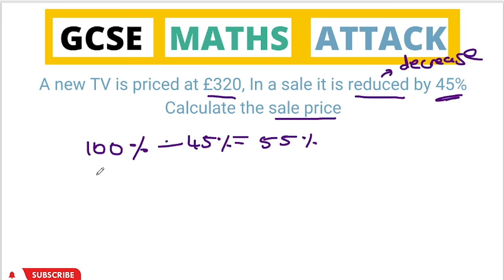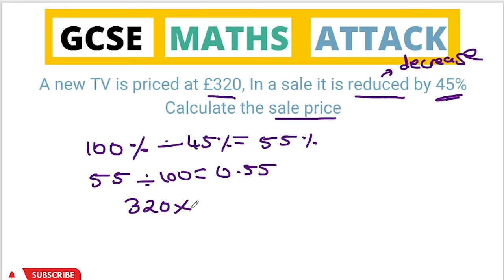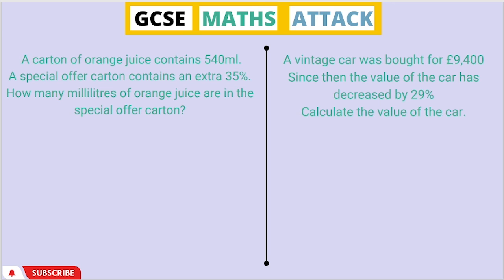So you need to work out your multiplier. So you've got 55 divided by 100, which is 0.55. And what you're going to do is 320 times 0.55. If you place that in your calculator, you should get 176. Okay guys, so here's some more wordy questions. Please pause the video and have a go at these questions.